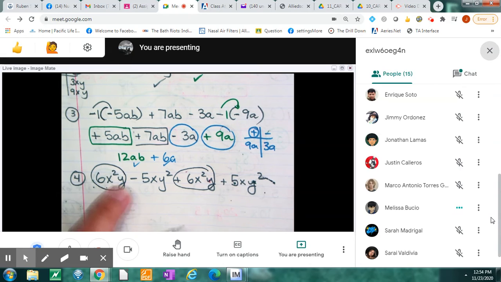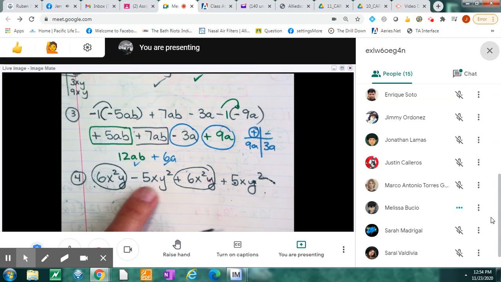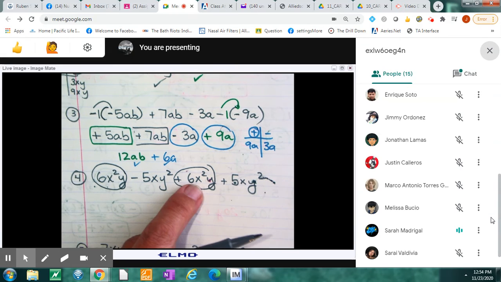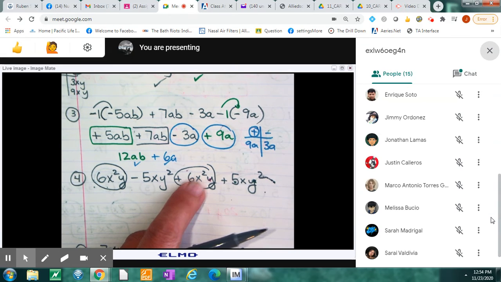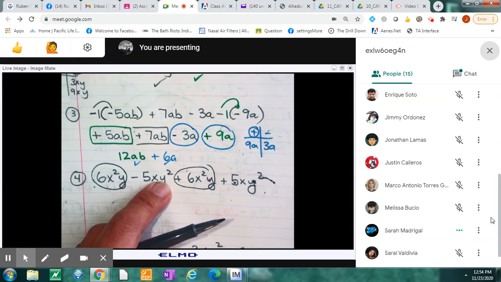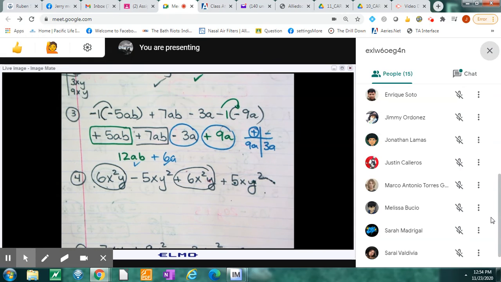So you see, Sarah, you see the x squared y, Sarah? Sarah, I hope you're still there. And then we match it with the next other x squared y. You see how the other one is xy squared? That's not the same, right? Right, Sarah? Hey, I heard two voices.